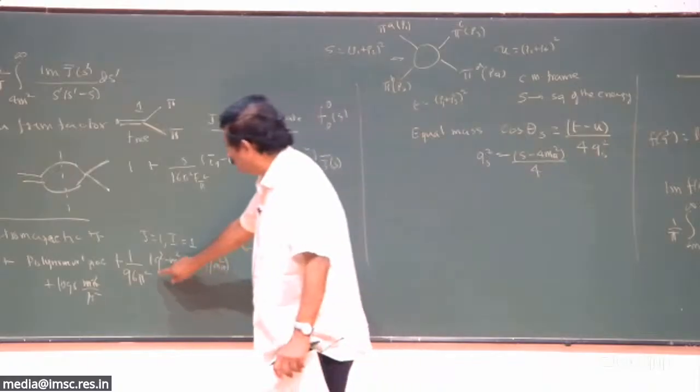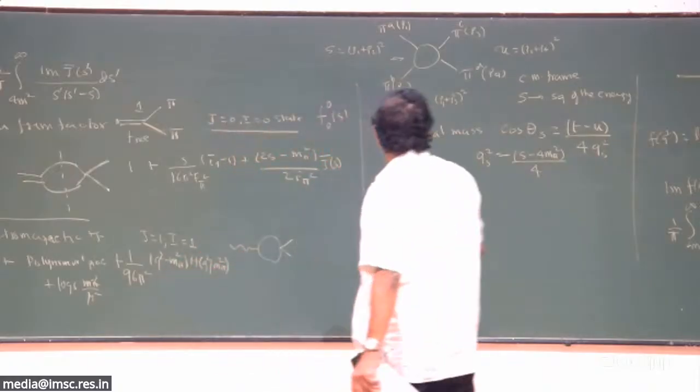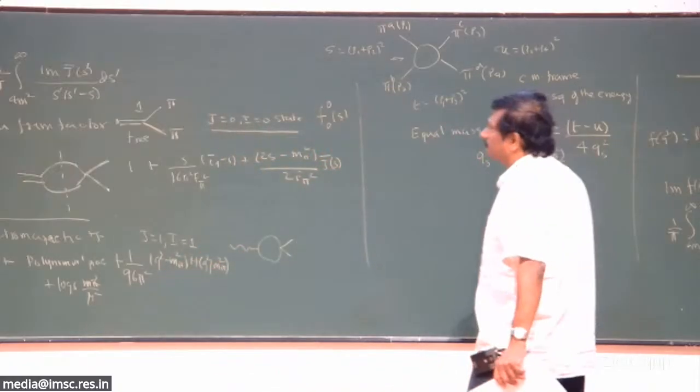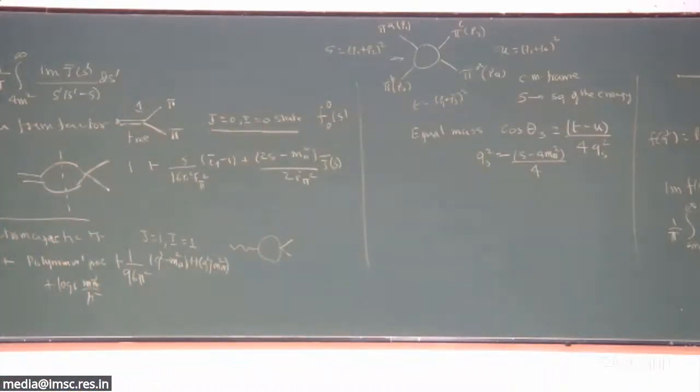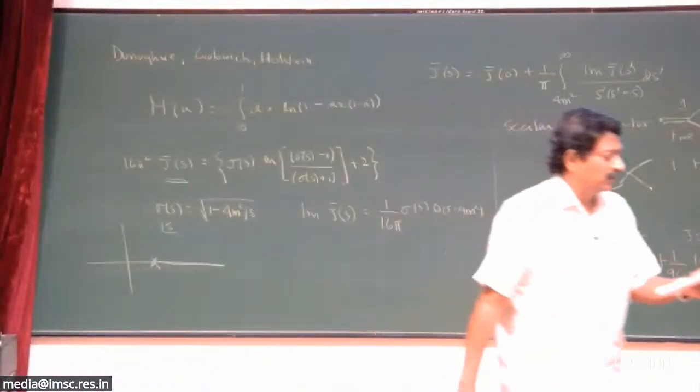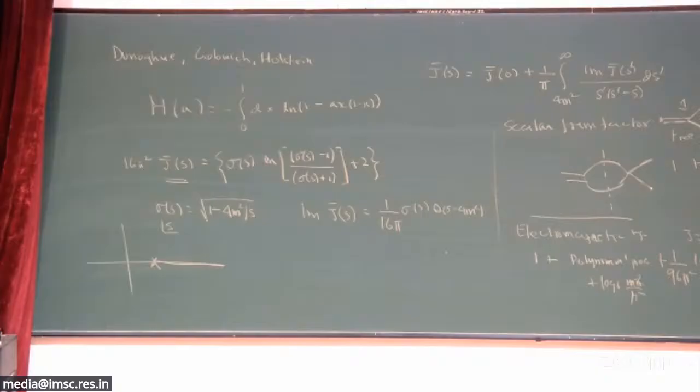It's the same Q that shows up over here. It's the same combination that shows up in this J bar of S. It's always this 1 minus 4 m squared by S, because this is Q squared, which is the square of the momentum transfer, of the 3-momentum transfer. So that is the reason why it looks like this.